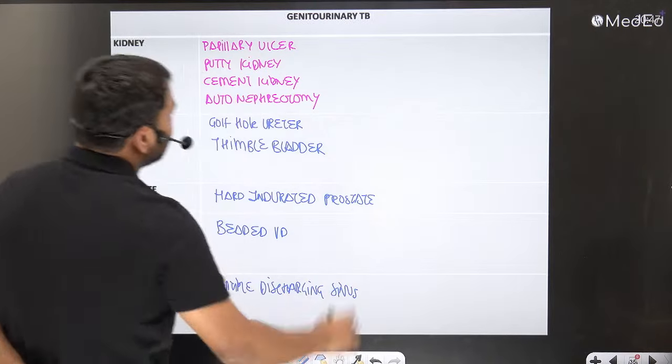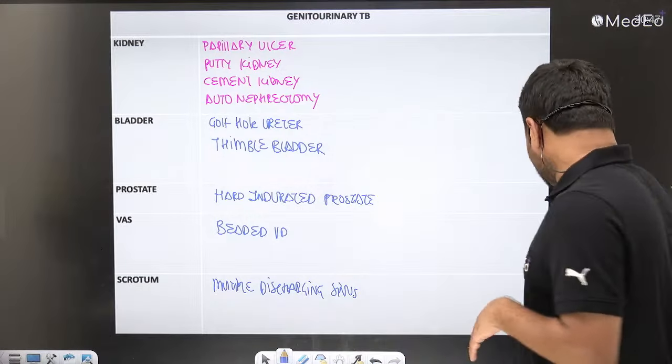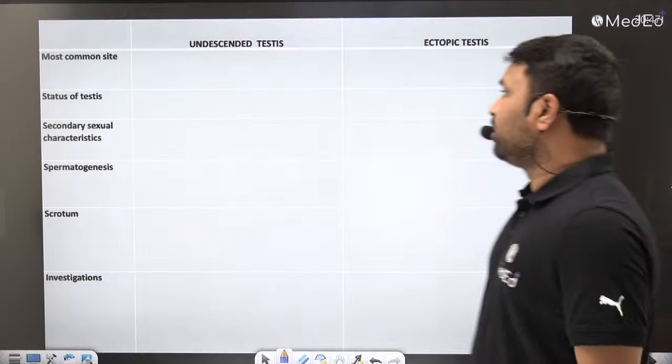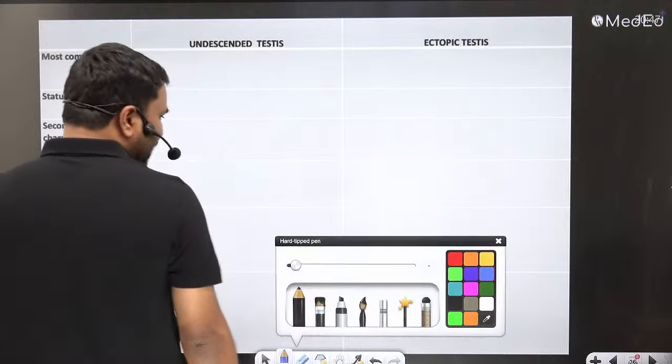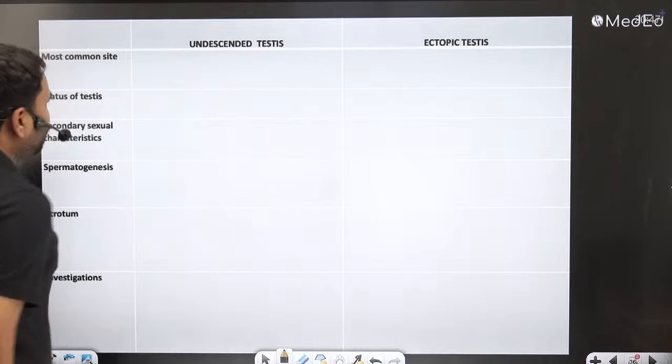That you will see in genitourinary tuberculosis. These are the features that you will see in genitourinary tuberculosis, right? Now, another comparative data that we should be knowing is between the undescended testes and the ectopic testes, right?